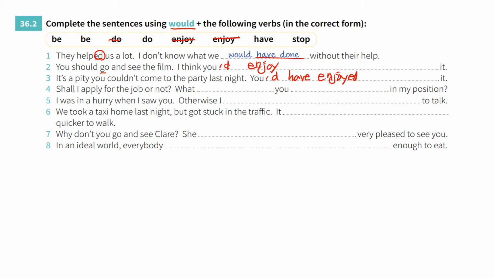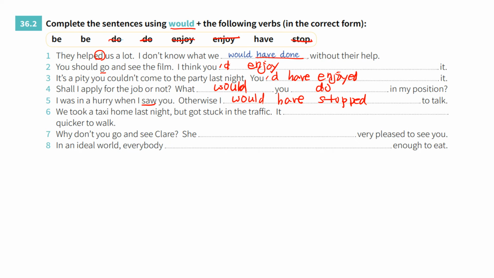Shall I apply for the job or not? So if you're I, what would you do? What would you do in my position? What would you do if you're I? So no more do. I was in a hurry when I saw you. Otherwise, okay, this is past tense. So otherwise, I would or I would have stopped. S-T-O-P-P-E-D to talk.